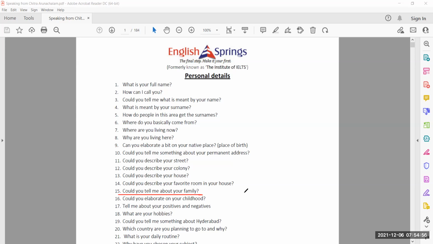And if you have siblings, then you can mention that. And if you're married, you can talk about your husband, about your children. Simple as that. So, can anyone talk about your family?